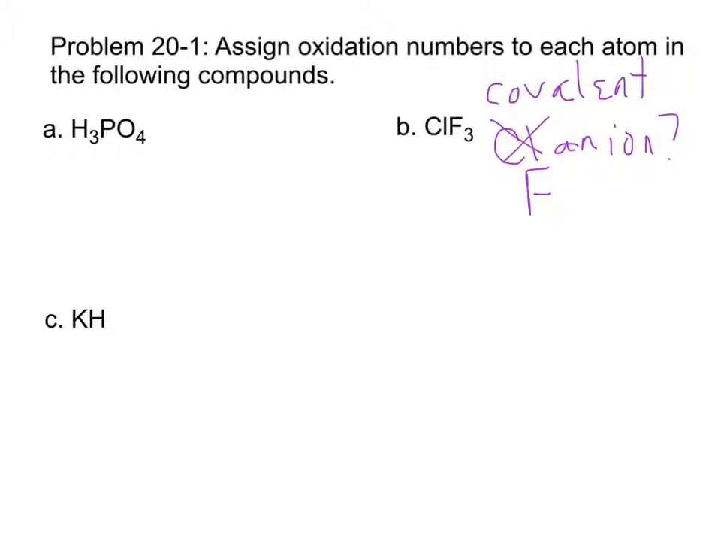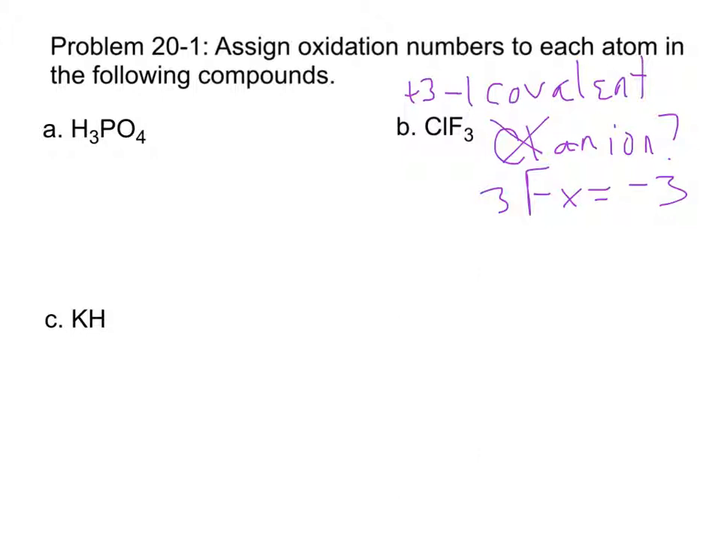So that means that what we know here is that the fluorine is going to be -1. And there's 3 of them. So there's a total of -3 charges from the fluorines. So what does the chlorine have to be to balance that -3? That one chlorine has to be a +3. Okay?